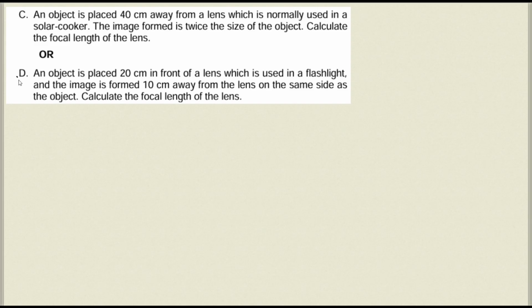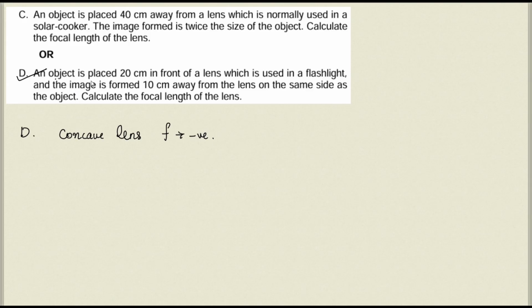Next, we can discuss the D part of the question. An object is placed 20 centimeters in front of a lens which is used in a flashlight, and the image is formed 10 centimeters away from the lens on the same side as the object. Calculate the focal length of the lens. So this is a flashlight, so we'll be using a concave lens, so we have to get the focal length in negative sign, right?